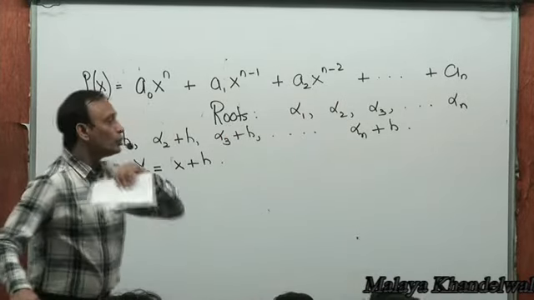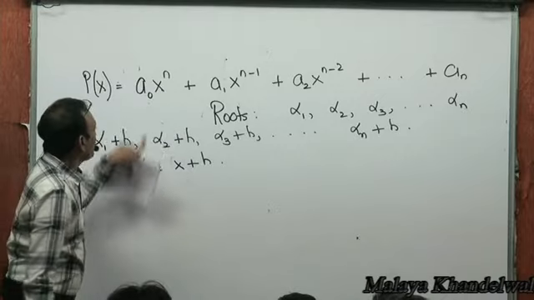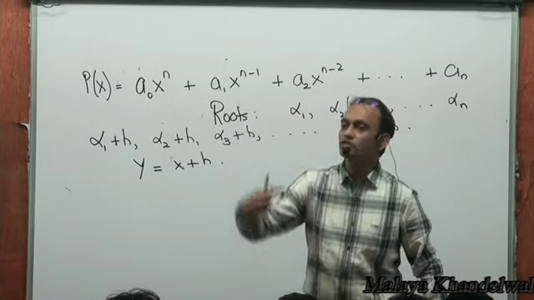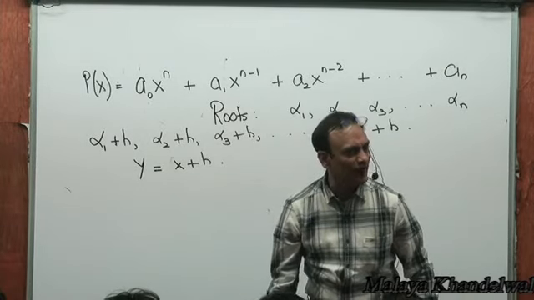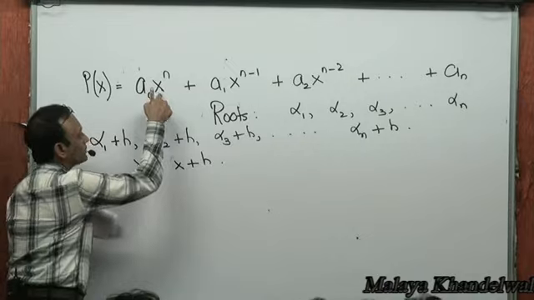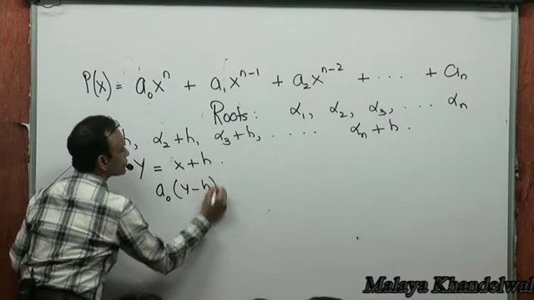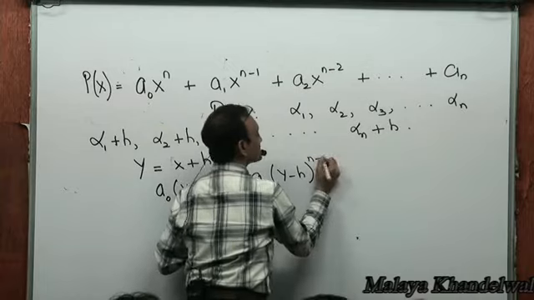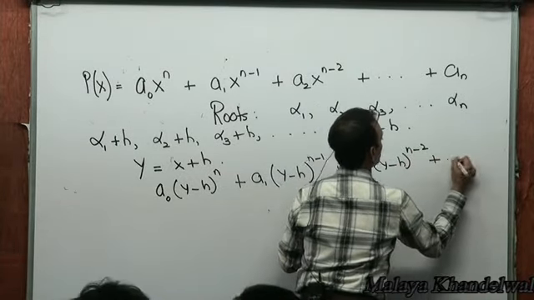Yes or no? Now, if I create this, that means if I replace x by y minus h in this equation, then the various values of y that I would get would be alpha 1 plus h, alpha 2 plus h, alpha 3 plus h, alpha n plus h. Yes or no? Those would be the various values of y that we get, right? Clear? So this polynomial on replacing x by y minus h would give me a naught (y minus h) to the power n plus a1 (y minus h) to the power n minus 1 plus a2 (y minus h) to the power n minus 2 plus an.